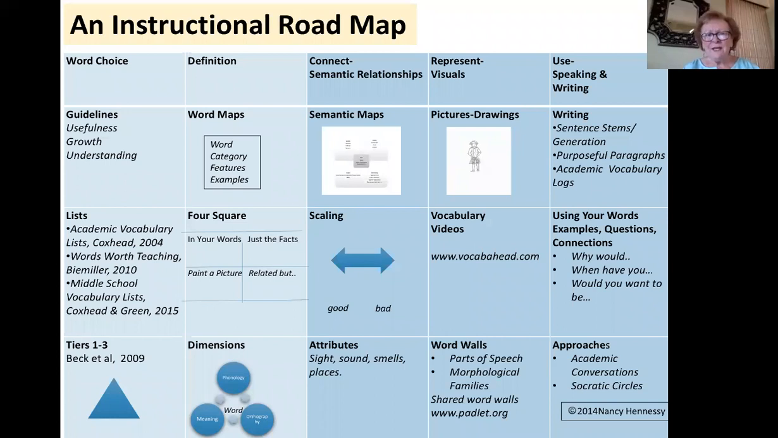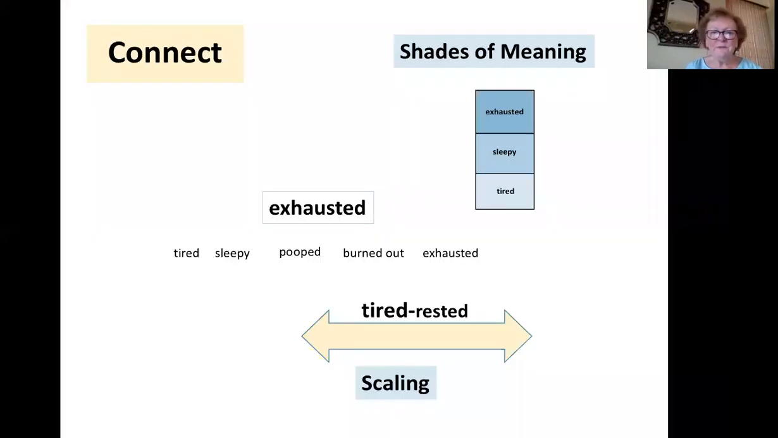There are many ways of choosing words, of representing definition, and then of connecting, representing, and using. And I've just provided some examples for you. You probably could fill in some additional squares here with other examples, but I'm just going to share now some specific examples from the columns here to the right, the connect, the represent, and the use.